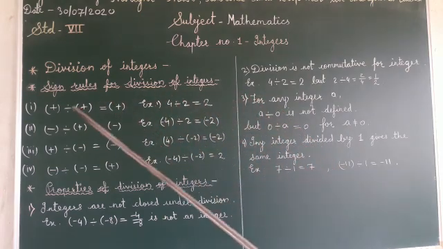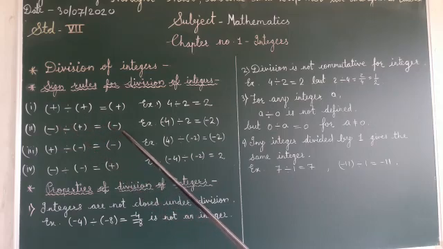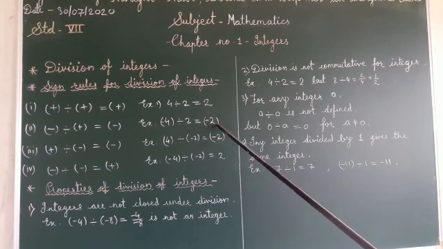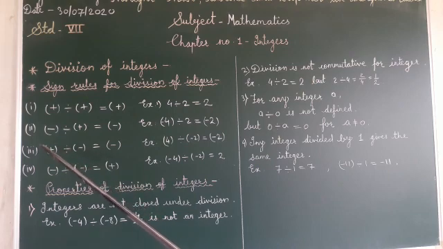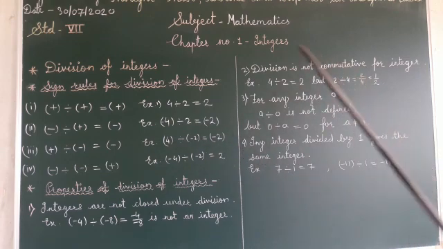The second rule is, if one is a negative integer and the other is a positive integer, when you divide, you always get a negative integer. For example, minus 4 divided by 2, you get the answer minus 2. Now the third rule, same: suppose the first is a positive integer and the second is a negative integer. When you divide, you get a negative integer. 4 divided by minus 2, you get the answer minus 2.